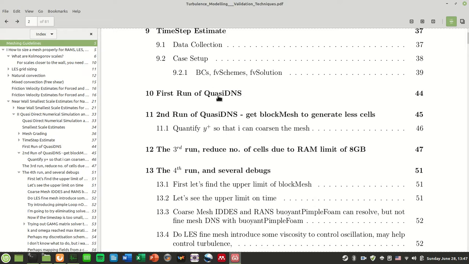Okay, I have a first run of quasi-DNS. This actually was when I tried to have about 232 million cells and my whole computer froze. Second run, I tried to get my quasi-DNS to be a little bit more bearable on the computer. So I actually calculated what my smallest cell was in terms of Y+, and I tried to make the mesh a bit coarser so the computer can handle it. Even that reduced the cells from 232 million to 9 million cells. Still could not run. The whole computer froze, even doing blockMesh.